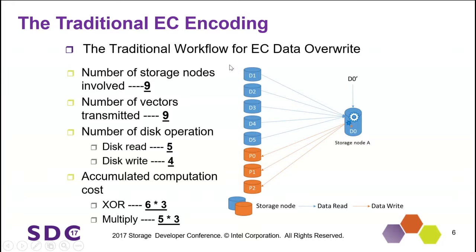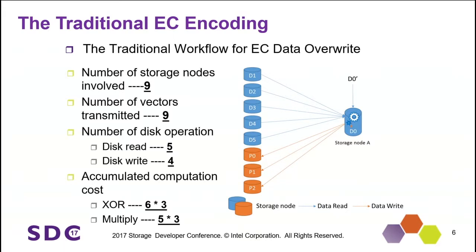So the number of storage nodes involved is 9. The number of vectors transmitted in the network is 9. The number of disk operations is as follows: disk read is 5, disk write is 4. And all the computation is accumulated in storage node A. The whole computation cost includes 18 XOR operations and 50 multiply operations.